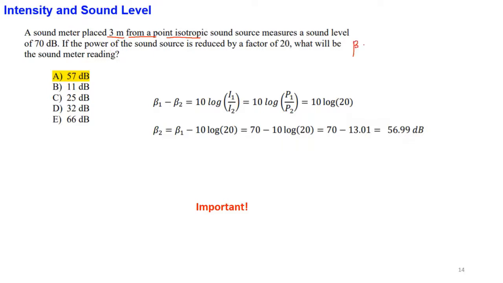So beta, which is the sound level, is 10 decibel log of the intensity divided by I naught, which is 10 to the power minus 12. Now what is the intensity? It is the power of the source divided by 4 pi r square. Okay, this is the intensity of a source of sound. You remember that? Okay, great.